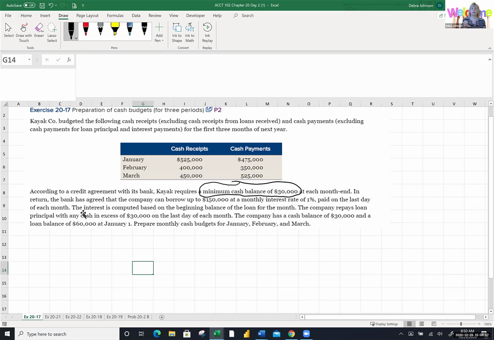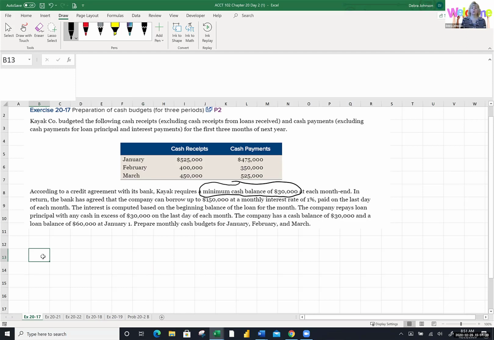So what did they just say? If we need money to get us up to the $30,000, we can draw from our credit line and pay interest only at 1%. The interest is computed based on the beginning balance of the loan for the month. The company repays loan principal with anything above that minimum. So if we have more than $30,000, we're going to pay that loan back, and if we have less than $30,000, we're going to pull from the line to get us up there. That's a good definition of a covenant. The company has a cash balance of $30,000 and a loan balance of $60,000 on January 1st.